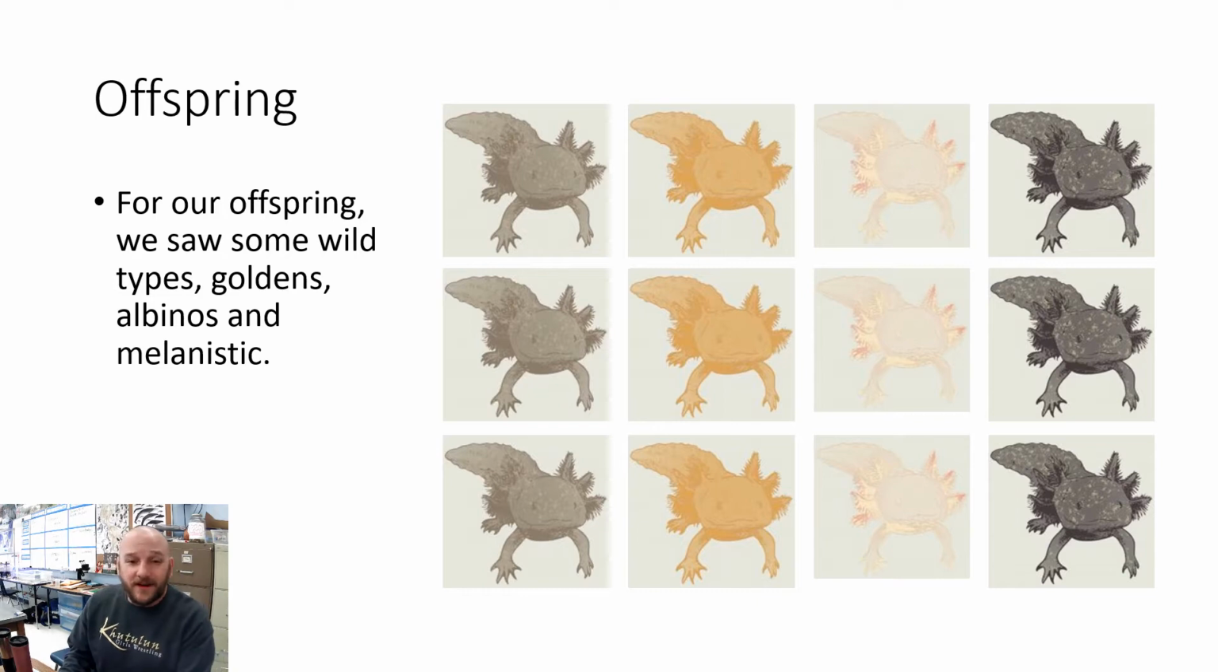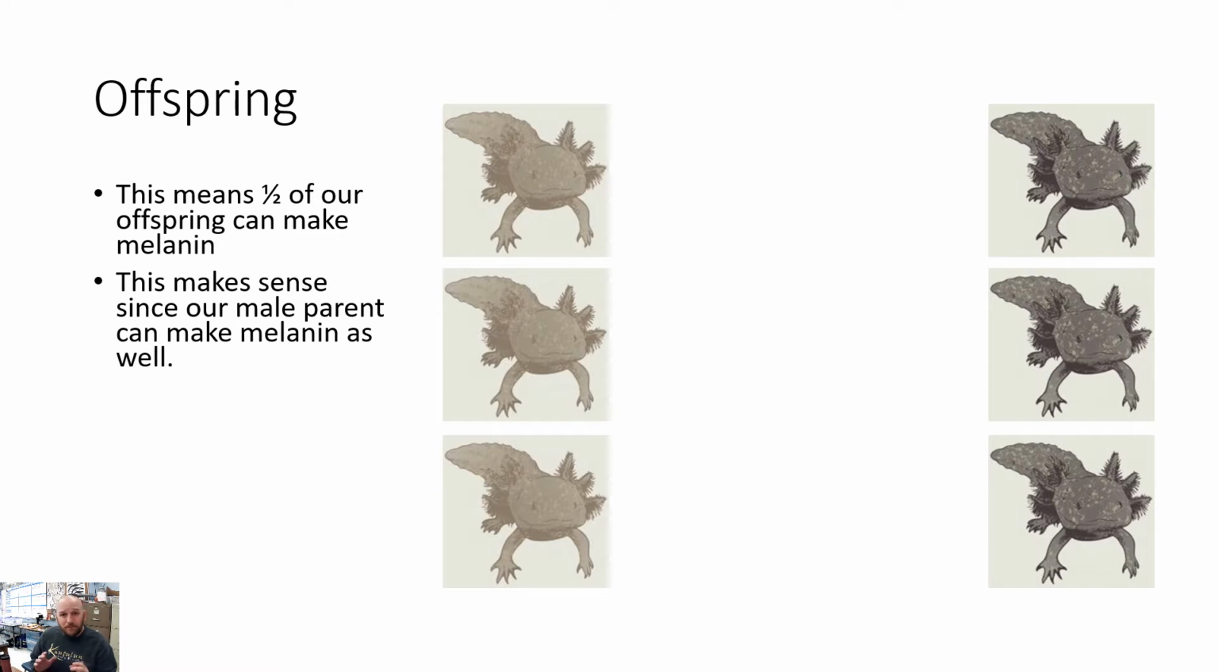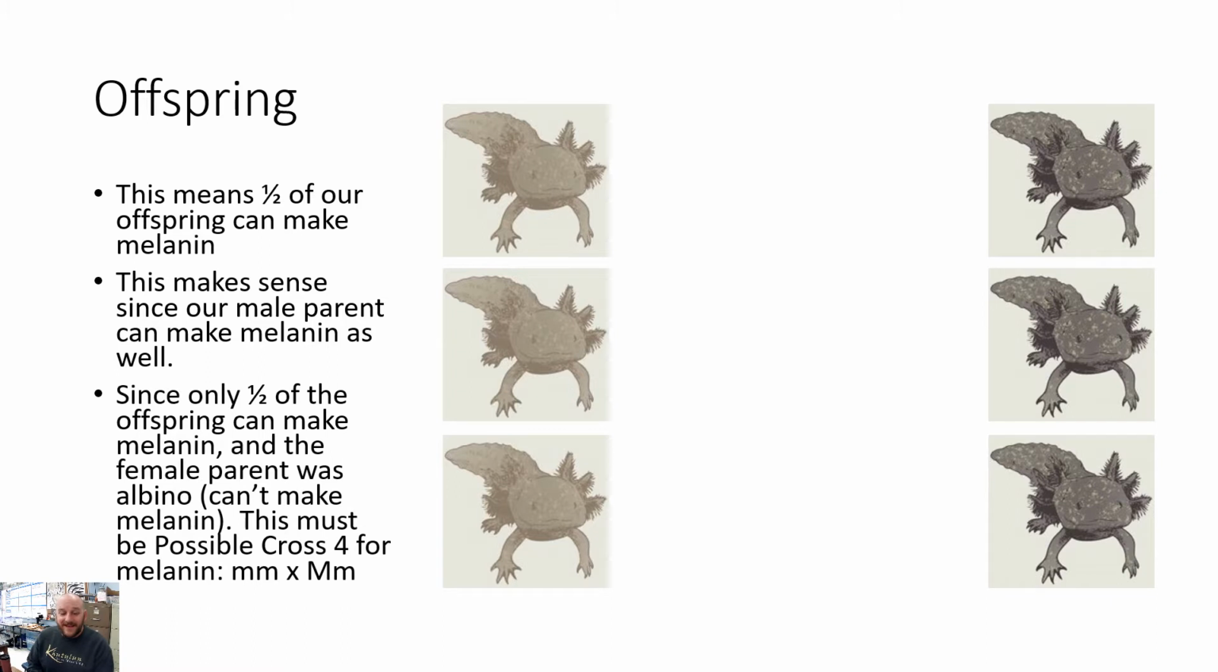So let's break this down a little bit in terms of melanin and erythrophores. If we talk about our axolotls that were able to produce melanin in terms of the offspring, about half of them were able to make melanin: all of the wild types and all of the melanistics. This isn't bad for us because one of our parents was able to make melanin as well. So that parent must have given that gene, or that allele, to half of his offspring. It makes sense that he's a heterozygote for melanin production, given that the other parent couldn't make melanin at all.